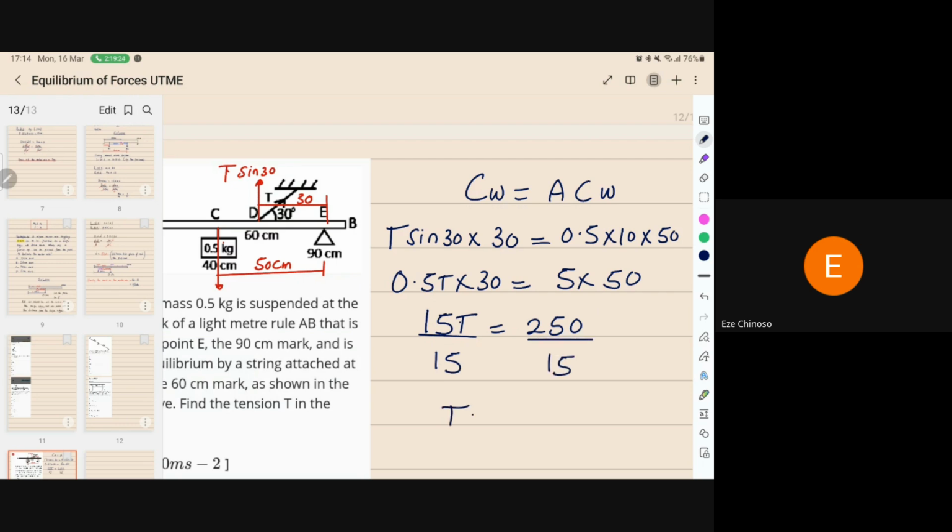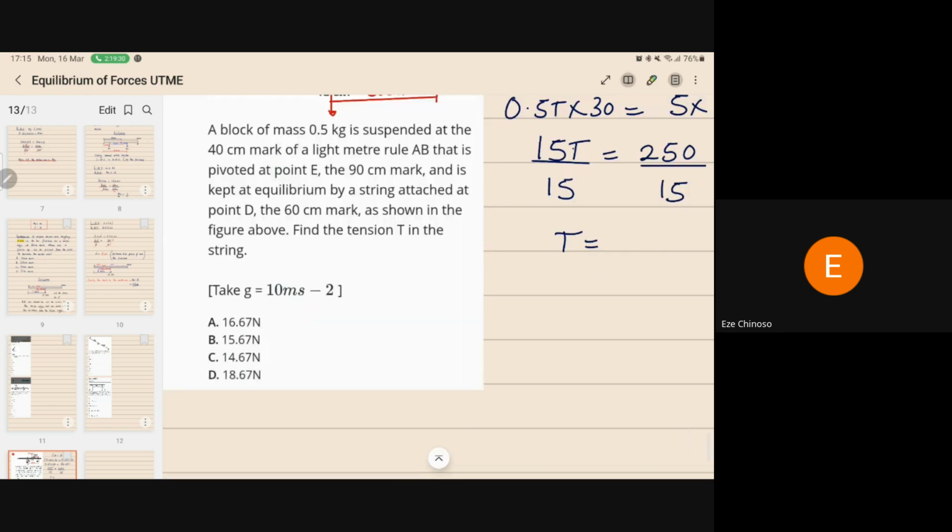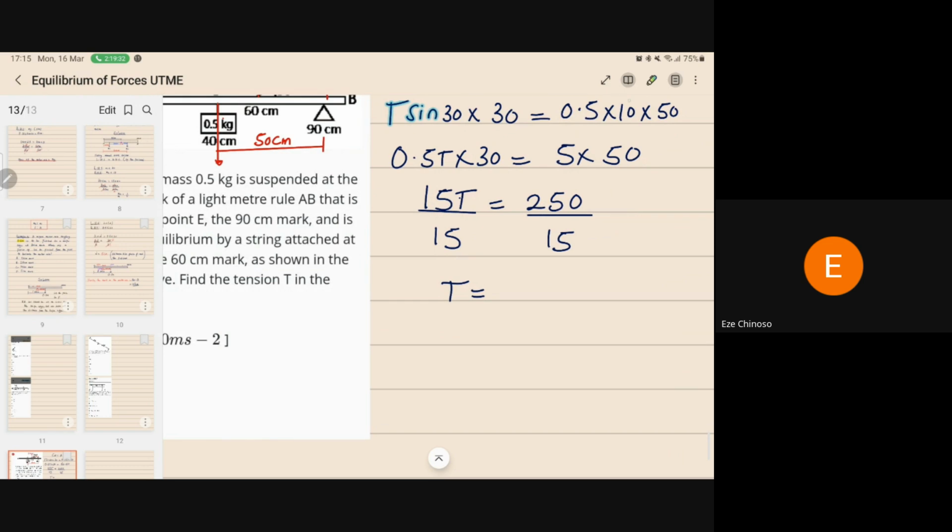So that T is equal to, I'm running out of time and that's why I'm rushing. This is 16 point something, right? So T is equal to 16.67 Newton.